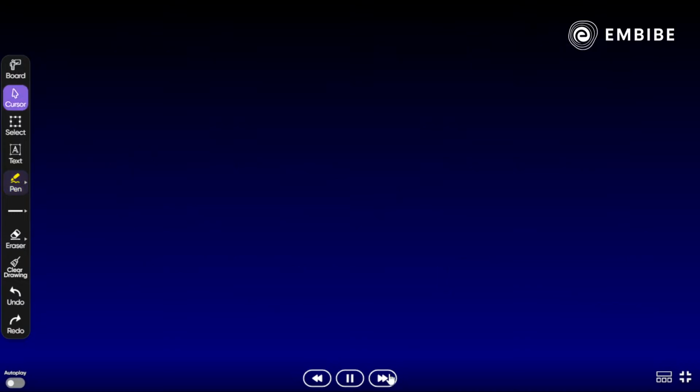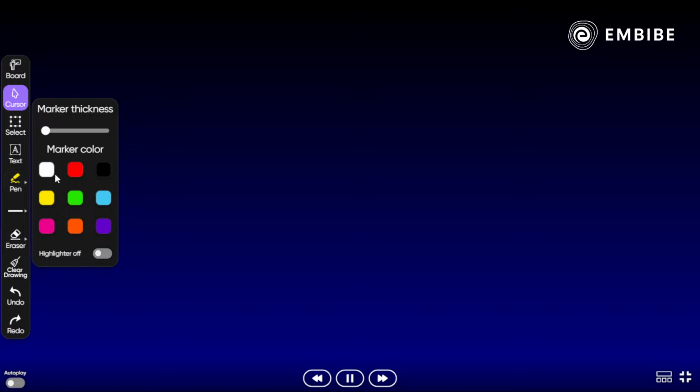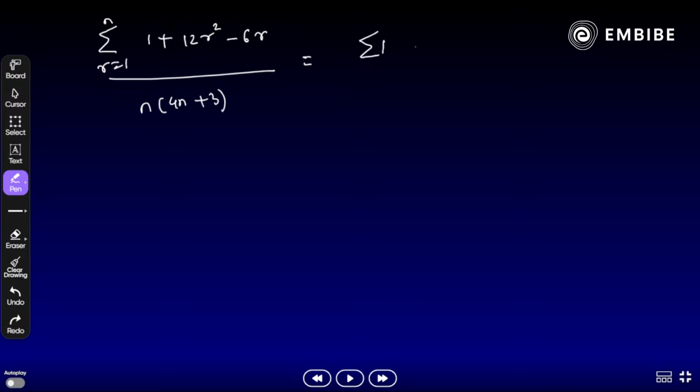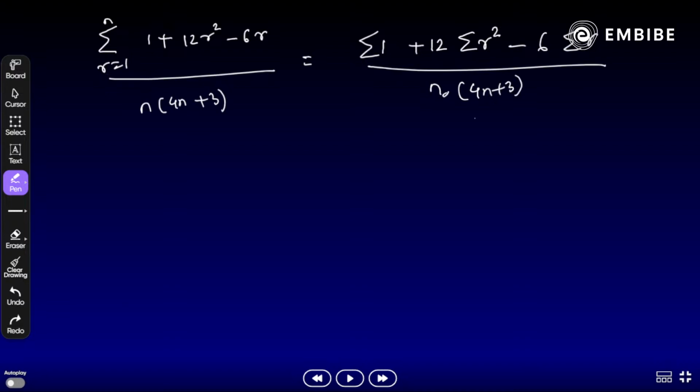Now focus on the next step here. So at the end, what is left here? We have summation r equal to 1 to n, at the numerator 1 plus 12 r square minus 6 of r, and whole divided by n times 4n plus 3 here. Okay, now we apply the summation in the numerator. Summation 1, the limit is the same for all, 1 to n. Remember, 12 is constant, summation r square, minus 6 is constant, summation r, divided by n times 4n plus 3. Clear?